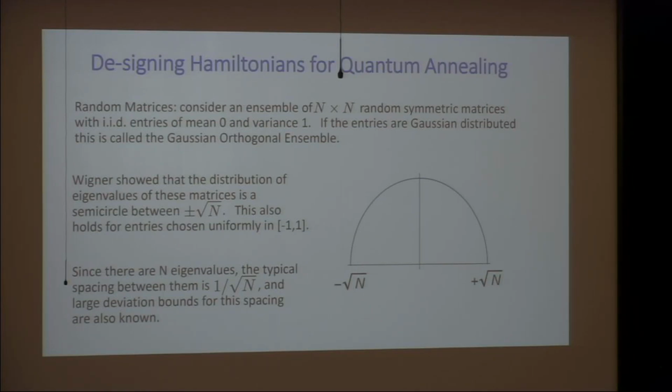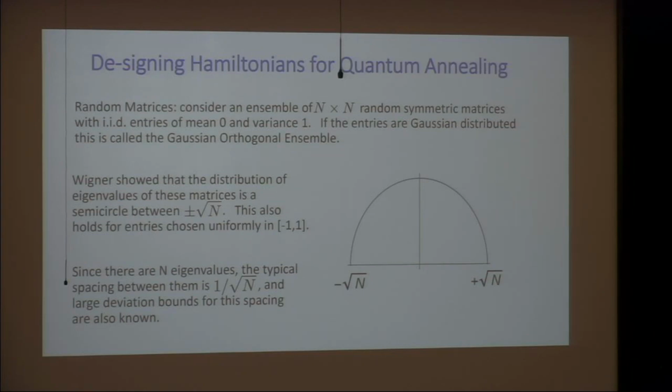And maybe not as well known is that this fact about the Gaussian orthogonal ensemble also holds if we choose the entries uniformly in the range -1 to 1. This is part of a universality of the semicircle distribution, only depending on the first few moments of the probability distribution that governs the entries. So that's the version we're actually going to use in our argument.